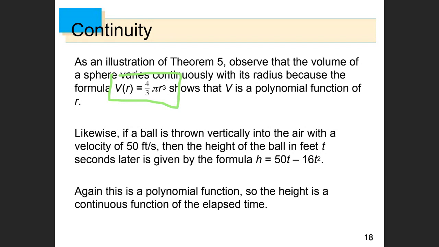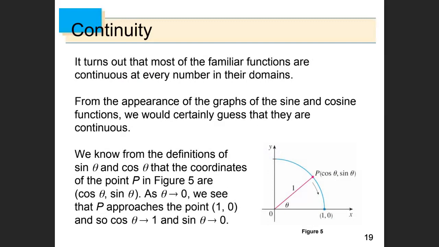So it is a polynomial with degree what? Degree 3. Remember, we said the degree of a polynomial is just the highest power of your variable. In this case, my variable is r. The highest power of r is 3. Therefore, it's a polynomial of degree 3. Again, how about this one? It's a parabola. It's also a polynomial. Therefore, it's continuous where? On the set of real numbers.